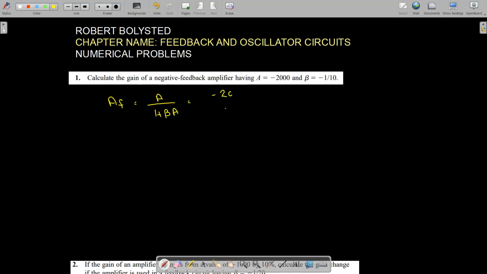A is minus 2000, which is gain without feedback. We have 1 plus beta, which is minus 1 by 10, again into A, which is minus 2000. So this comes out to be minus 2000 divided by 1 plus, this will be cancelled out with this, and we are going to have 201, and this comes out to be minus 9.95. So the gain with feedback is minus 9.95.